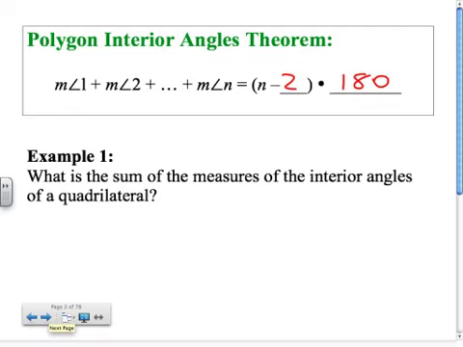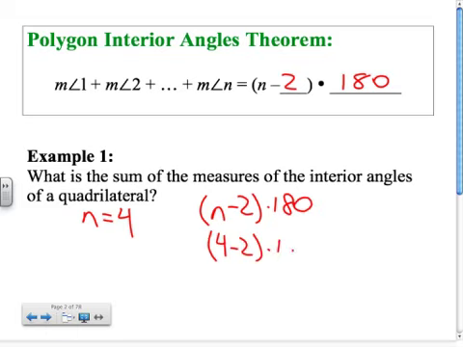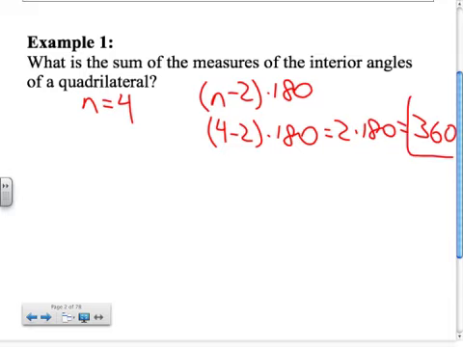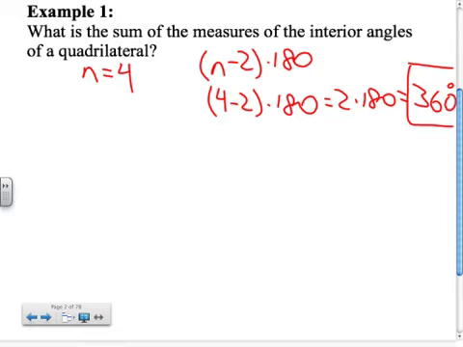So it says, what is the sum of the measures of the interior angles of a quadrilateral? Well, in a quadrilateral, the number of sides is 4, and so I use my formula n minus 2 times 180. So when I plug in 4, I get 4 minus 2 times 180. That's 2 times 180, and that's 360 degrees. Okay, so I know that the angles inside of a quadrilateral, no matter what kind of quadrilateral it is, square, rectangle, rhombus, parallelogram, trapezoid, doesn't matter, they will always add up to 360 degrees. Again, this is the sum of the interior angles. That's what this formula gives you.